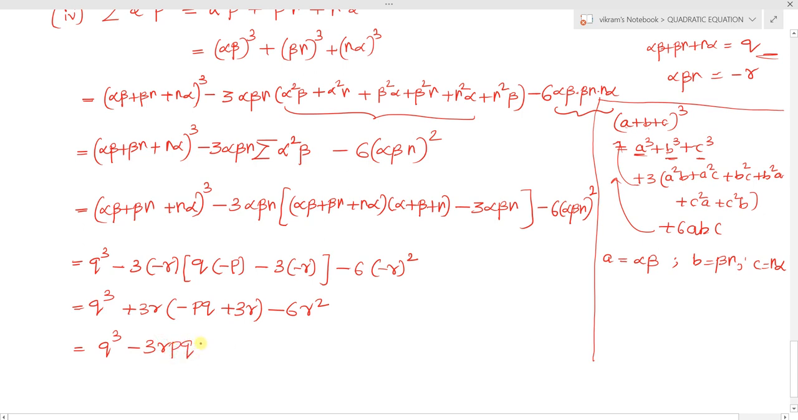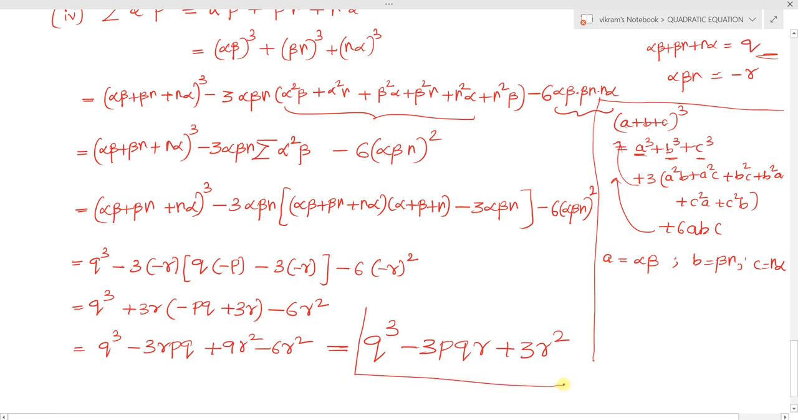And the resultant can be written as q cube minus 3pqr, plus 9r square minus 6r square. Then the resultant equals q cube minus 3pqr plus 3r square. This is our required result for the summation of alpha beta whole cube.